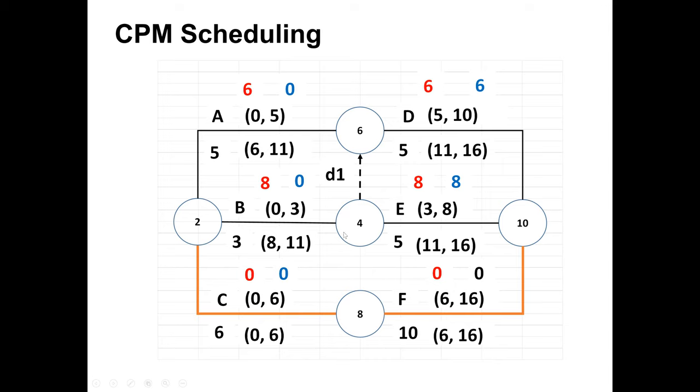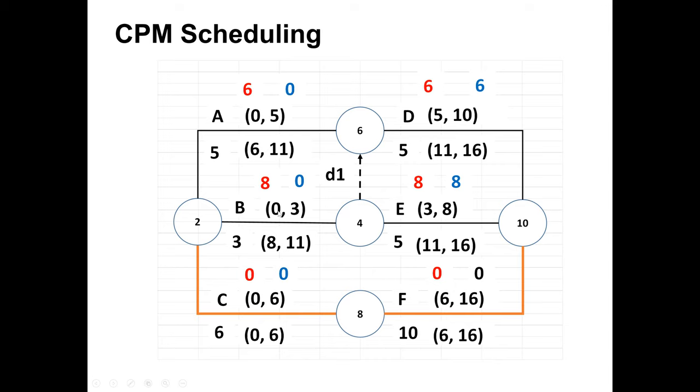So let's now discuss free float first. Free float is linked between two activities. To find the free float for A, we have to see the following activity, the next activity for A. The next activity for A is D. So the early start of the following activity, which is 5, minus the early finish of the previous activity, which is also 5. So 5 minus 5, we got 0 free float for A.